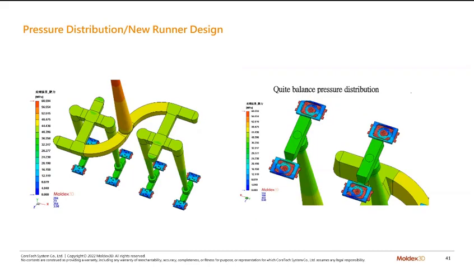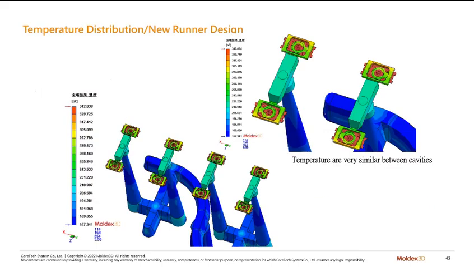So they also check the temperature distribution in each cavity. You can see that it's quite the same in each cavity. And also the pressure result is very similar in each cavity. So if the pressure, melt front time, and temperature are similar, they can expect the quality in each cavity is similar.